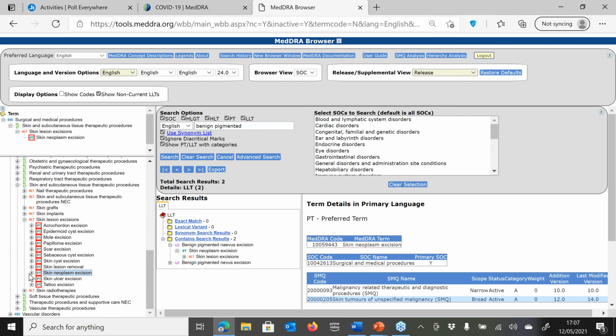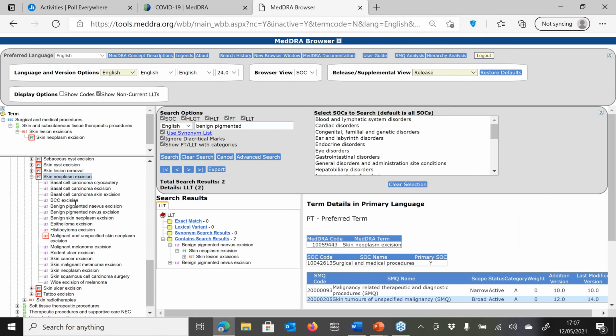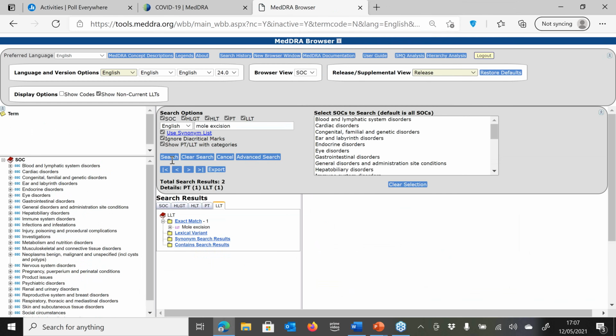It's a skin neoplasm excision as a surgical medical procedure, and it's got almost identical to what I need, benign pigmented nevus excision. Now, I would have a look and see, is a mole and a nevus the same thing? I would look in my references to check to be sure. I can have a look in MedDRA at mole excision, because it tells us it's a benign pigmented mole. There is an LLT for mole excision. And this one has a PT of mole excision, so slightly more specific at the PT, but it doesn't capture everything at the LLT level.